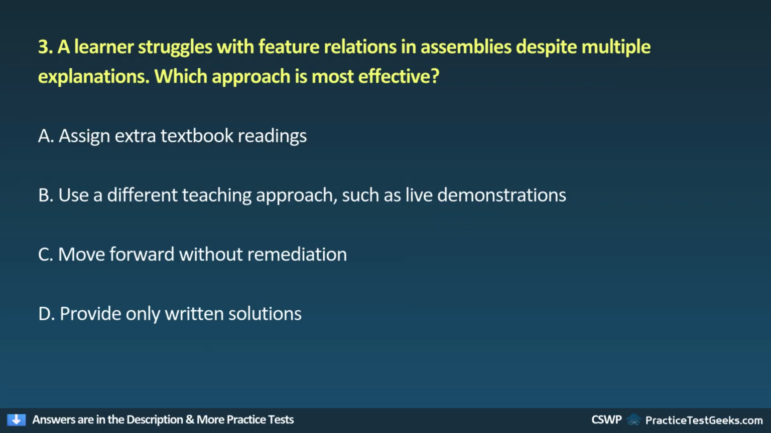3. A learner struggles with feature relations in assemblies despite multiple explanations. Which approach is most effective? A. Assign extra textbook readings. B. Use a different teaching approach, such as live demonstrations. C. Move forward without remediation. D. Provide only written solutions.